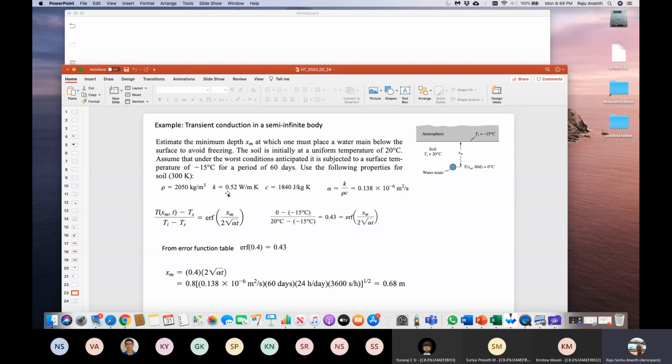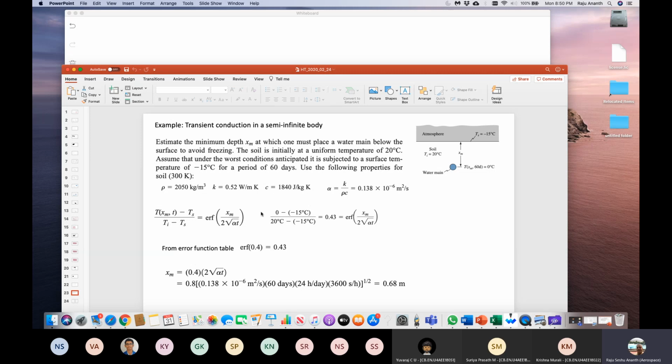Let me give you some of the properties of the earth. Typically it is silica, so the density is 2050 kilograms per meter cubed. The conductivity is very low, 0.52 watts per meter Kelvin. The specific heat is about 1840 joules per kilogram Kelvin. And the thermal diffusivity, k over rho C, is about 0.138 times 10 to the power minus 6 meters squared per second. You can check any handbook. I don't know whether I gave these in my PPT.